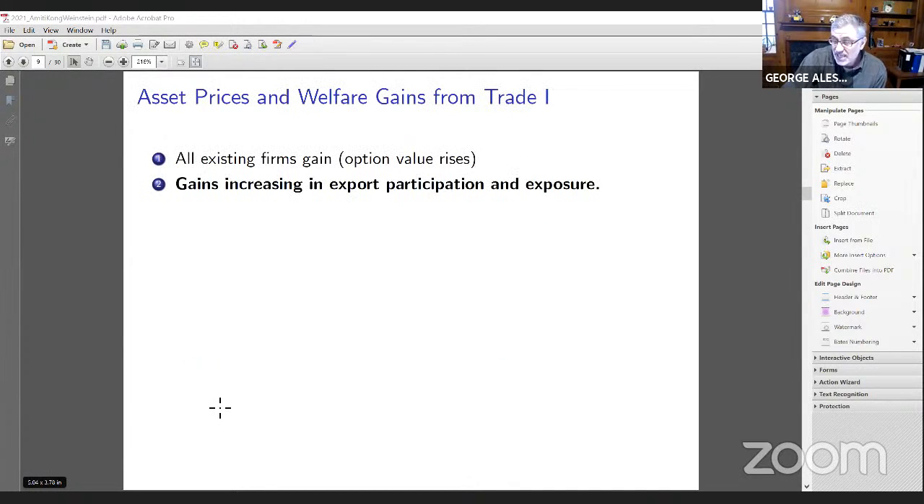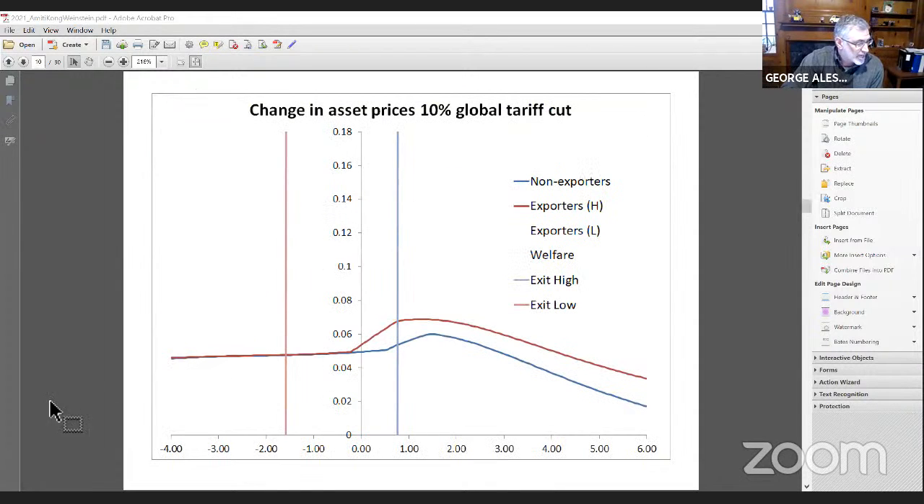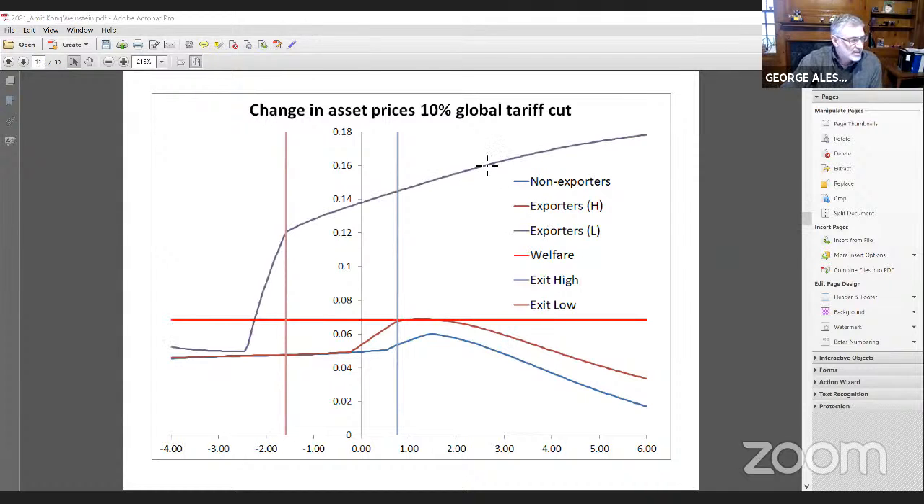The second thing is the gains are going to be increasing in export participation and exposure. So here I'm looking at an exporter. An exporter's asset prices are going to gain more than a non-exporter's. That's the red line, and this is a pretty bad exporter, say a guy who's only selling 2% overseas. If I look at a really good exporter, that's this purple line, he's going to have a much bigger gain. The important thing to get out of this is there's a big gap in the gains from asset prices, but everyone is going to gain from the trade reform. That's what these lines say.